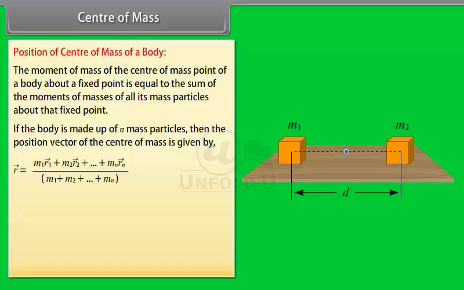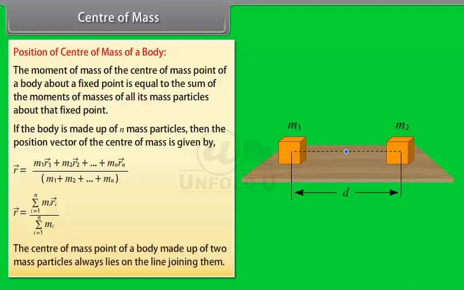On summarizing the above relation, we get r vector = summation from i = 1 to n of mi ri vector / summation from i = 1 to n of mi. The center of mass point of a body made up of two mass particles always lies on the line joining them. Motion of center of mass.